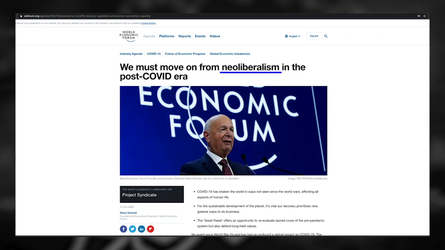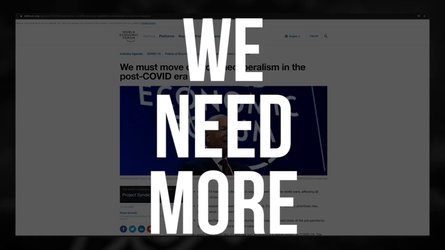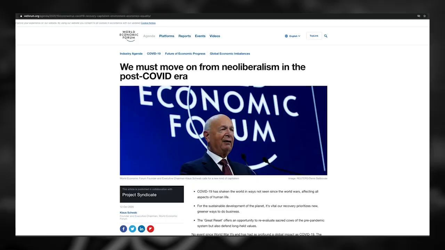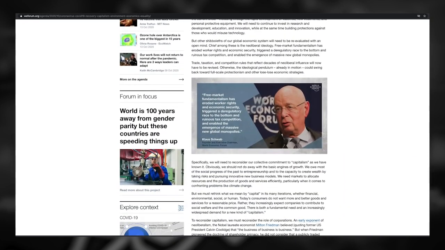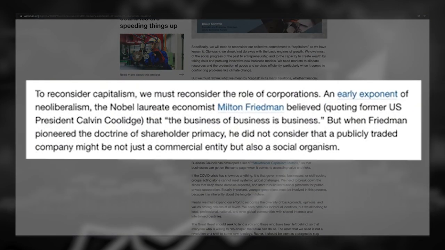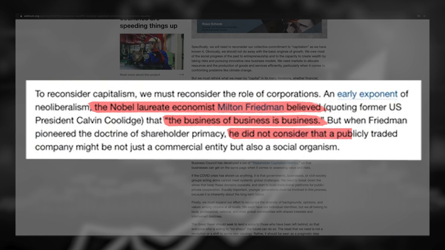So neoliberalism is exactly what we need to continue to grow the economy and get out of this recession/depression that we're in. We don't need less neoliberalism. We need more neoliberalism. But let's go back to this social agenda that the global elite have. Further down the article, Klaus himself references one of my favorites, Milton Friedman. He says the Nobel laureate economist Milton Friedman believed the business of business is business. Of course, that makes a lot of sense. He didn't consider that a publicly traded company might be not just a commercial entity, but also a social organism.